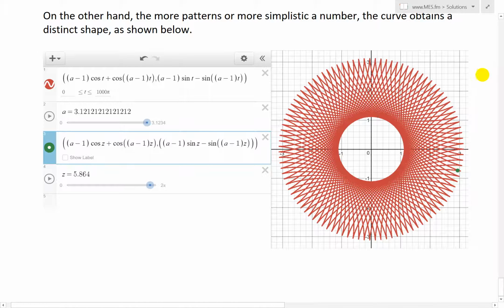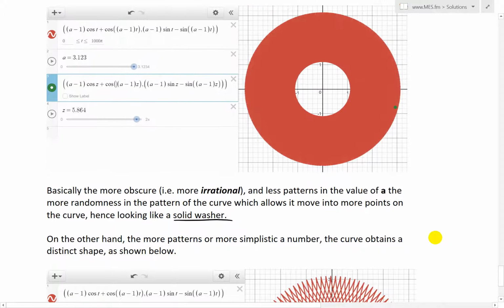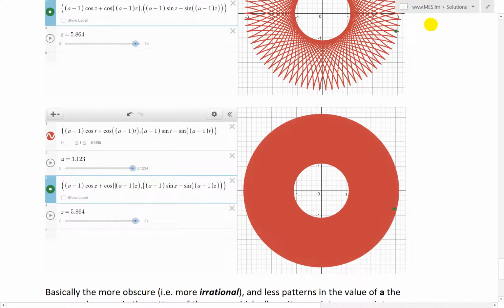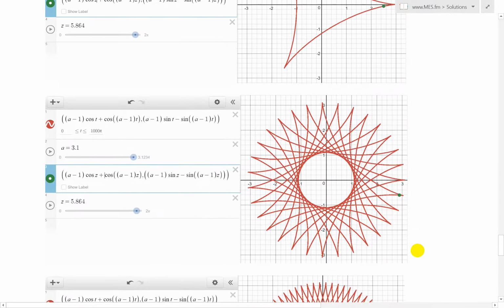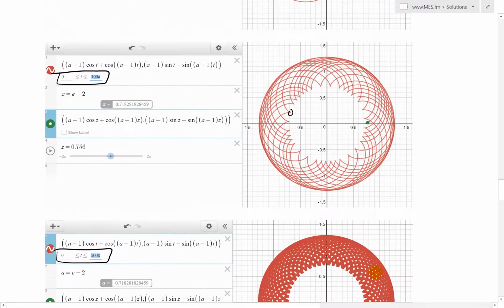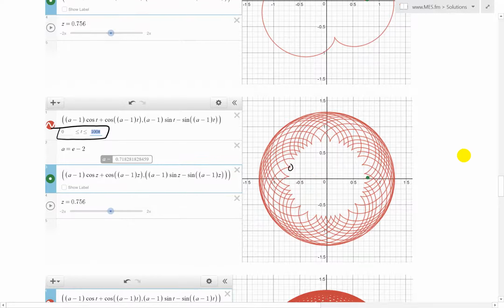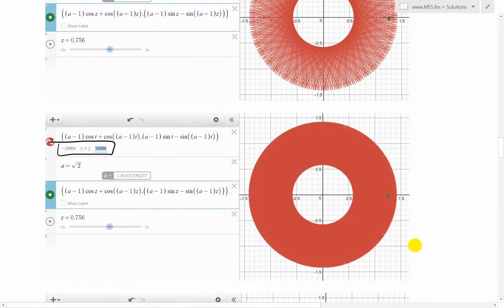So basically, the more pattern in the numbers of the constants you use and the inner and outer radius, the more pattern in the overall curve. But the opposite is true as well. The more irrational, the more sporadic, and then eventually solid the shape gets, because it hits every single point. Quite amazing. Even though this is irrational and the pattern eventually becomes solid, it still looks like a really cool pattern like that. So overall, the pattern's still there, just a bit different, but it's still quite amazing.